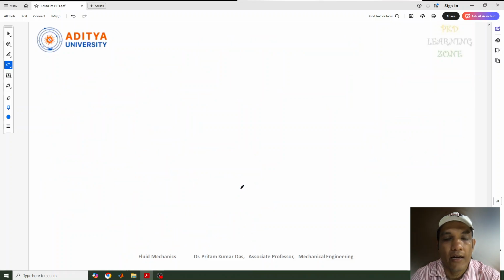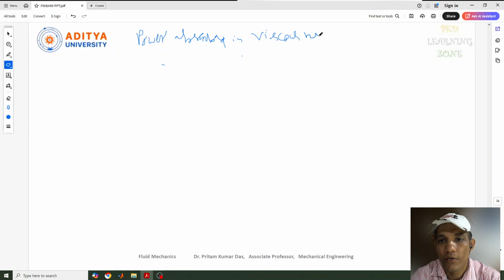Now what is our target? Our target is to find out the power absorbed. Okay, so this is our target. So power absorbed in overcoming of viscous resistance. Okay, so what is the formula for this?